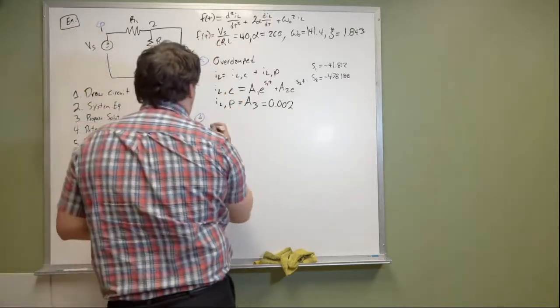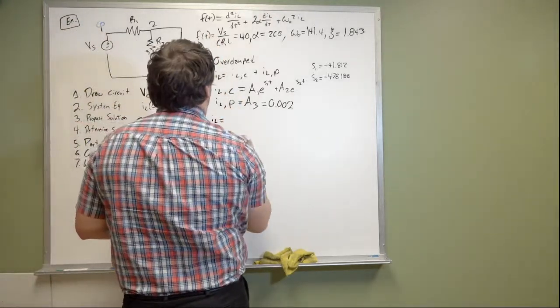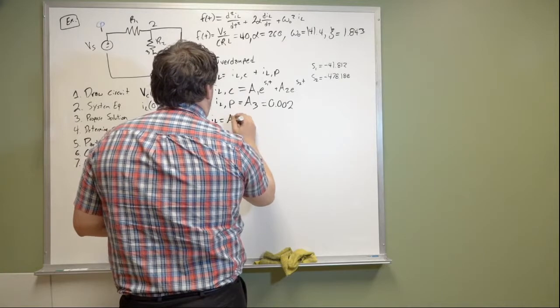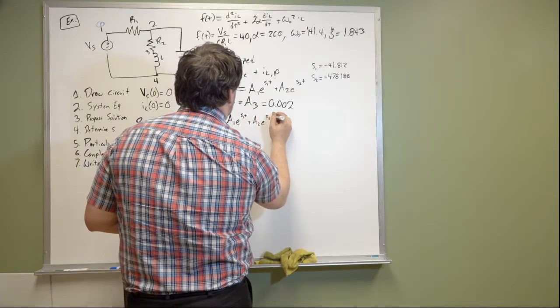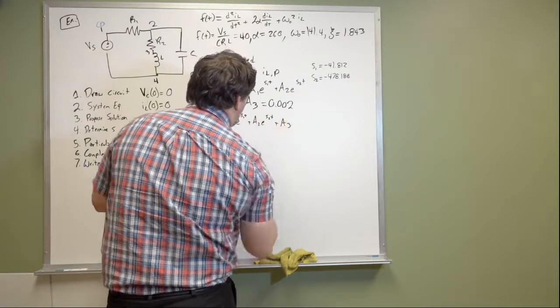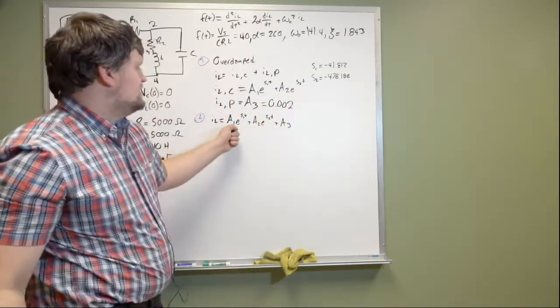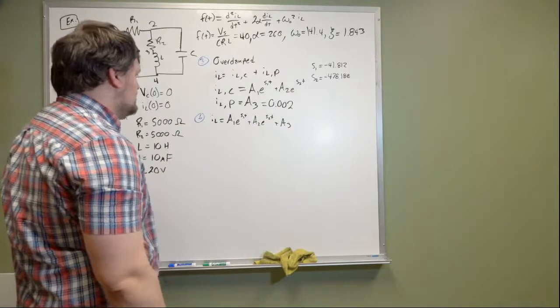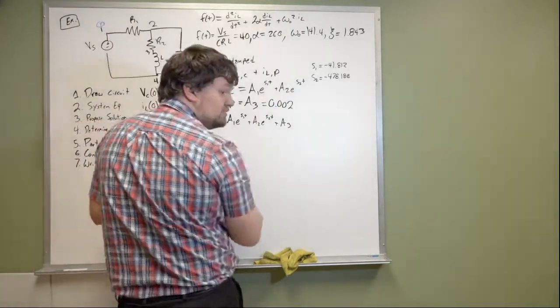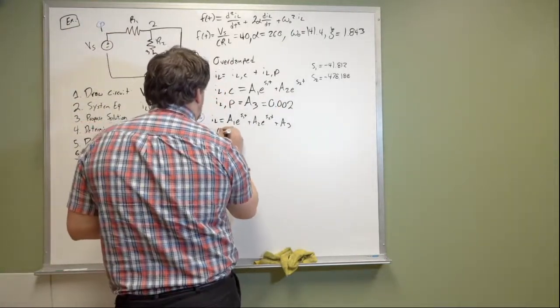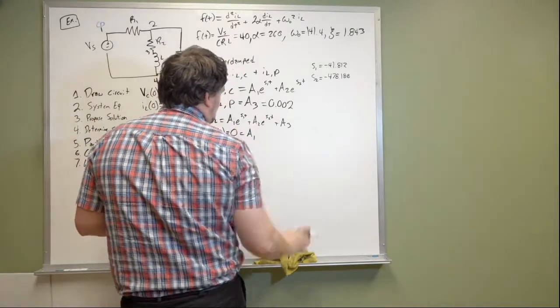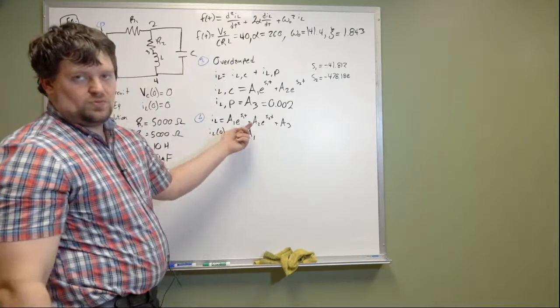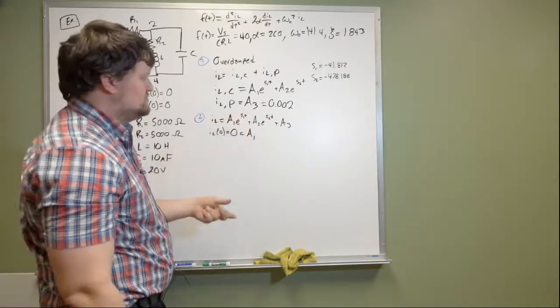So here we'll take our original equation. IL is equal to A1 e to the S1t plus A2 e to the S2t plus A3. We have all of those values aside from A1, A2. We plug this in at 0. So IL at 0 is equal to 0 is equal to A1 e to the S1t. That goes away because t at 0 just makes it go away.